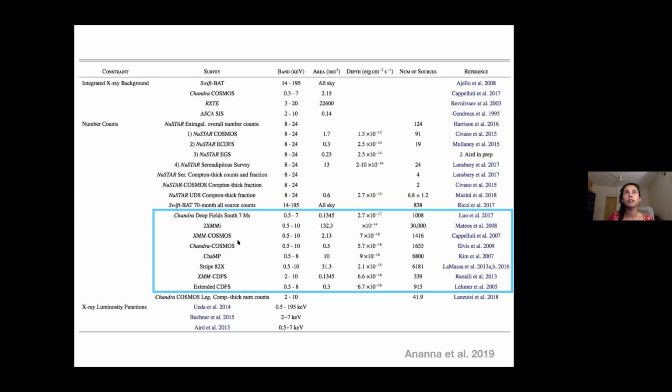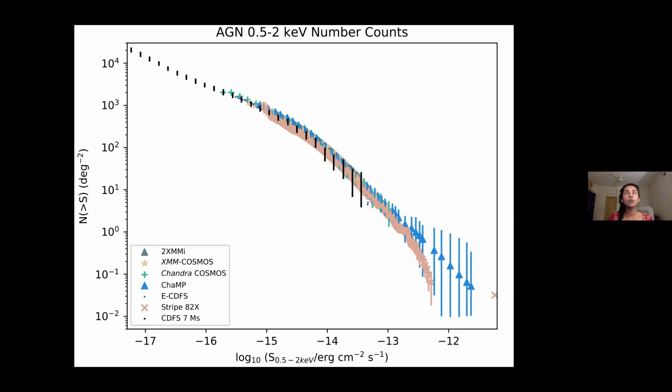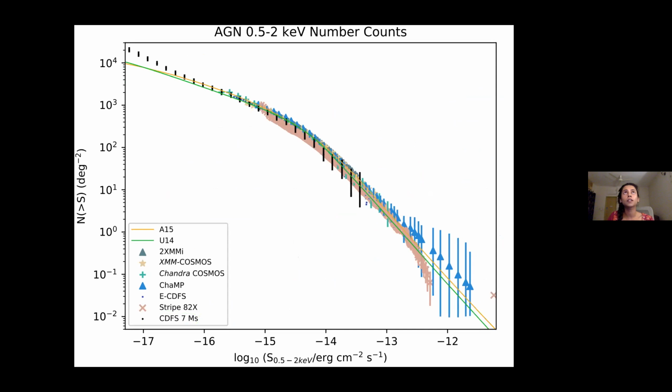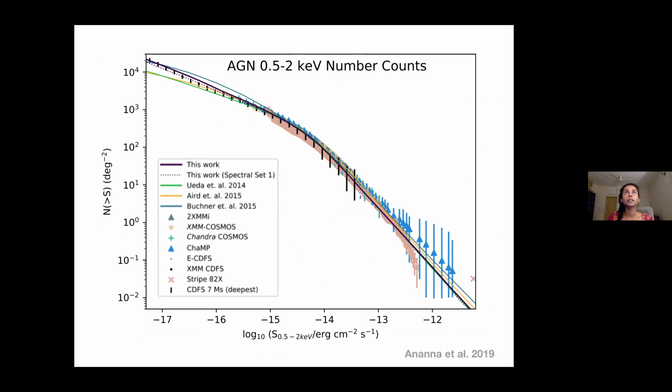So these are number counts from different surveys in the soft band. One of the deepest datasets that became available in 2017 is from the Chandra Deep Field South 7 megasecond survey. Here you can see this goes deeper than any other survey before. This is the Ueda et al. fit to it, which was a previous luminosity function, Aird and Buchner. And this solid purple line is our work, and it fits all the data here.